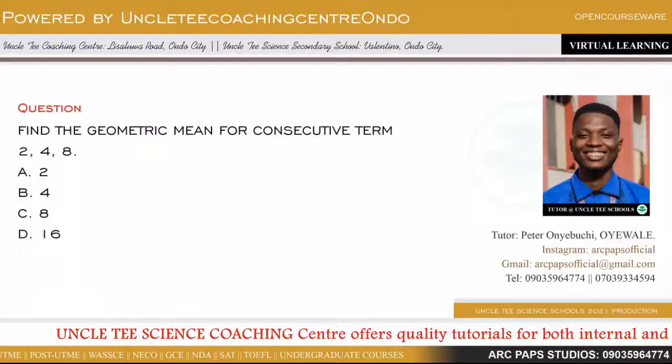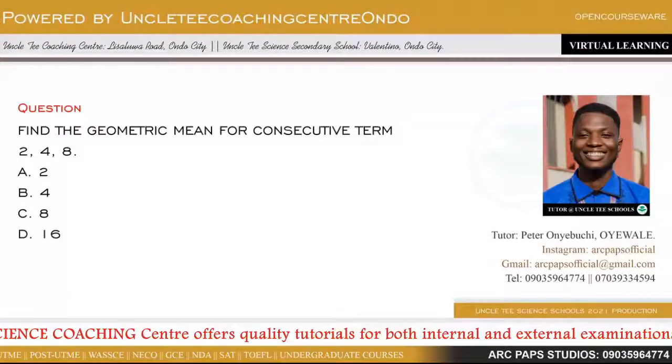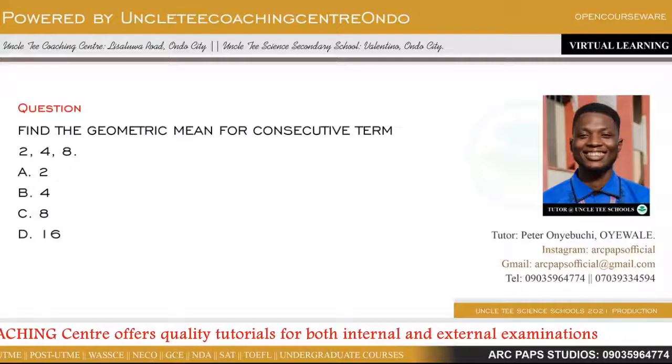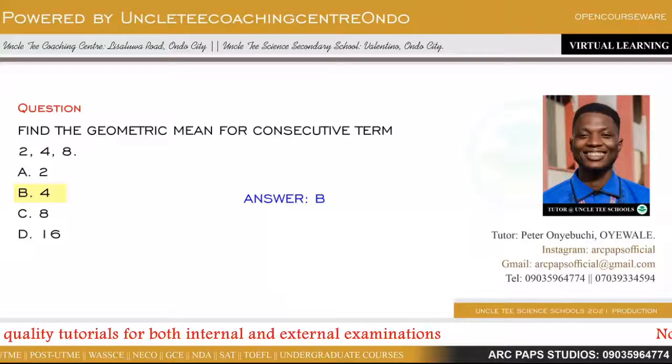Now in this question we have to find the geometric mean for the consecutive terms 2, 4, 8. Now our geometric mean will just be 2 times 8, which is 16, square root of 16, that's 4, which is still the middle term. So the correct answer will be 4, which is option B.